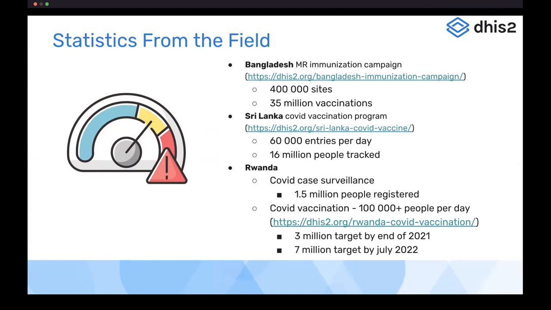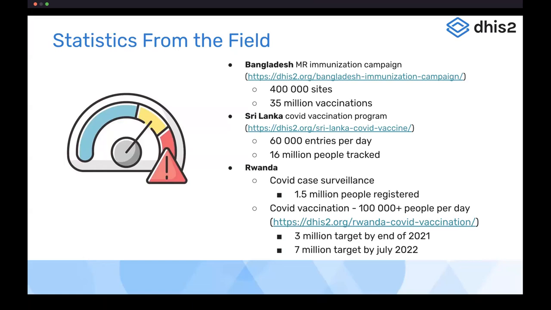Bangladesh last year did a measles rubella immunization campaign where they had more than 4 lakh reporting sites, and 35 million vaccinations happened. All that data was reported by DHIS2. Sri Lanka had their entire COVID vaccination program managed through DHIS2 tracker, where they had pre-imported the eligible beneficiaries using the country's electoral rolls. They had a volume of 60,000 vaccinations per day, and more than 16 million people were tracked using DHIS2. A lot of learnings came from these implementations, and the performance improvements which were done simultaneously are now part of the global core releases.